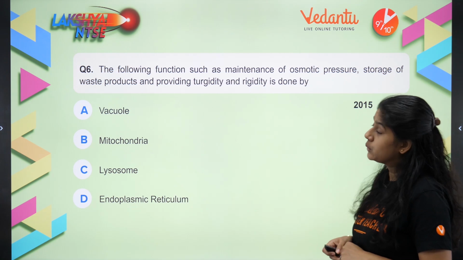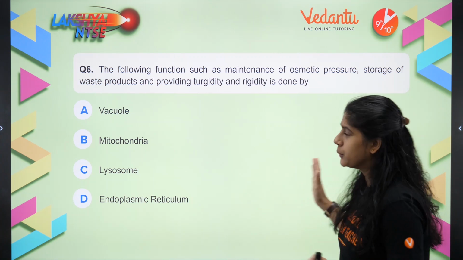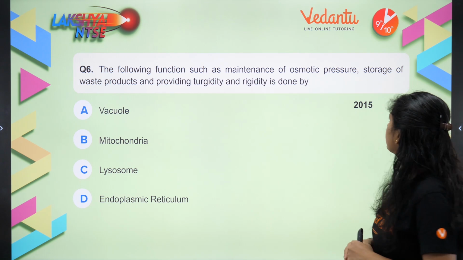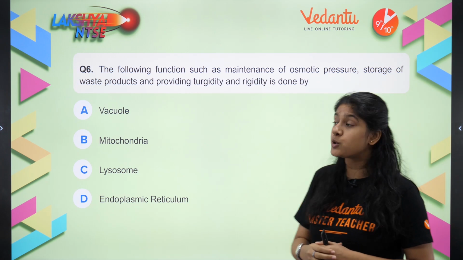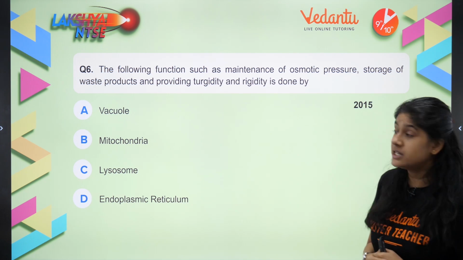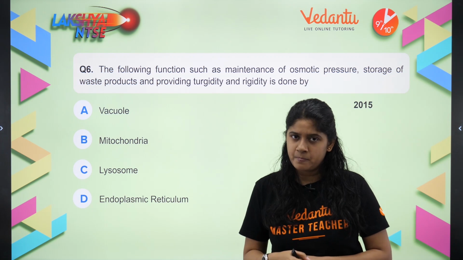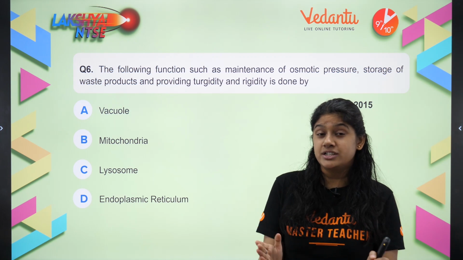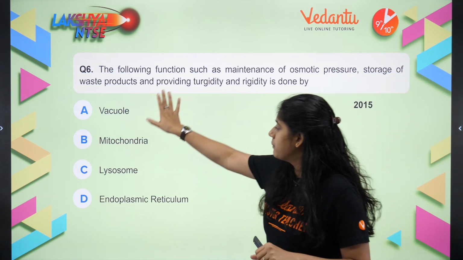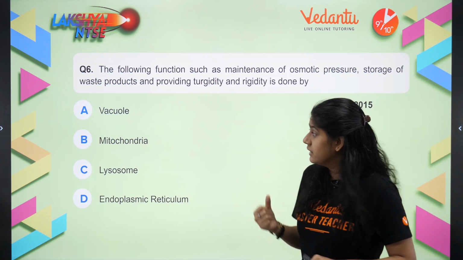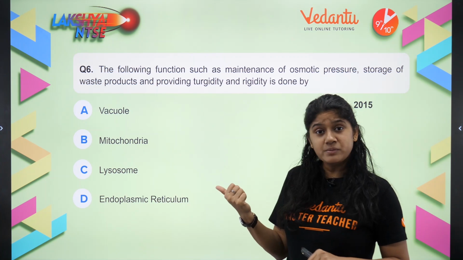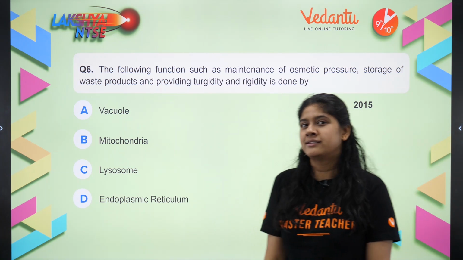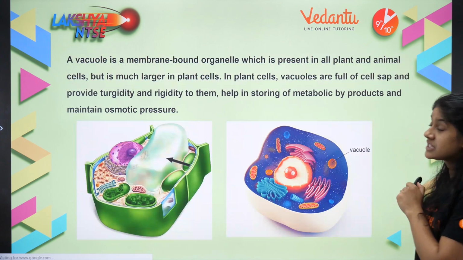Let's see the next question, everyone. Question number 6. Now again a big question. The following functions such as maintenance of osmotic pressure, storage of waste products and providing turgidity and rigidity are done by... Now there's an organelle which actually gives the turgidity and the rigidity to the cell structure. We have to find it amongst these four. Is it vacuole? Is it mitochondria? Is it lysosomes? Or is it endoplasmic reticulum? I know you will be writing a lot in your chat box. Let's see the discussion part of it.